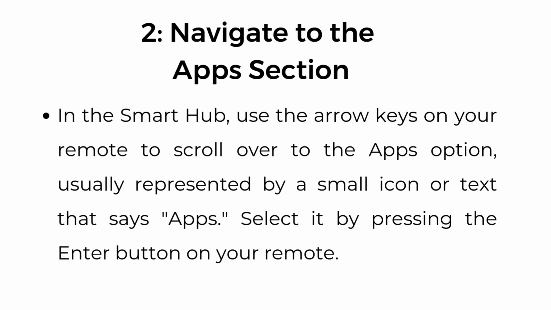Step number 2. Navigate to the Apps section. In the Smart Hub, use the arrow keys on your remote to scroll over to the Apps option, usually represented by a small icon or text that says Apps. Select it by pressing the Enter button on your remote.